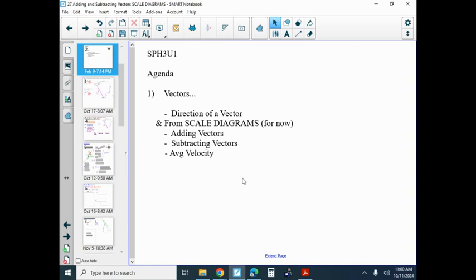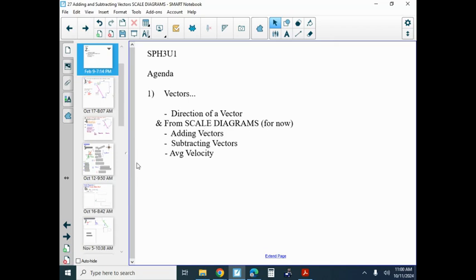All right, hey everybody. In this lesson we're going to be looking at drawing vectors, what they represent, and then we're going to look at scale diagrams for adding and subtracting vectors, and even calculating things like average velocity. Right, so it's going to be scale diagrams for now.